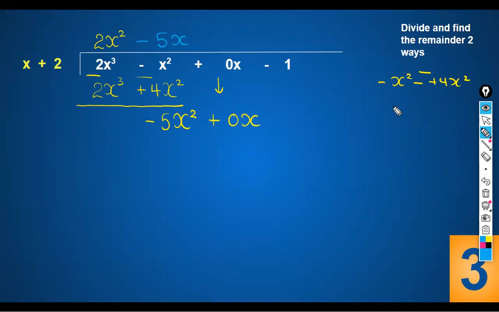Right? In case you can't see that, minus 5x squared divided by x is minus 5x. Take the minus 5x and multiply it by both of them. Minus 5x by x is minus 5x squared. Minus 5x by positive 2 is minus 10x. Put a minus, put a minus. Minus 5x squared minus minus will give you a plus.